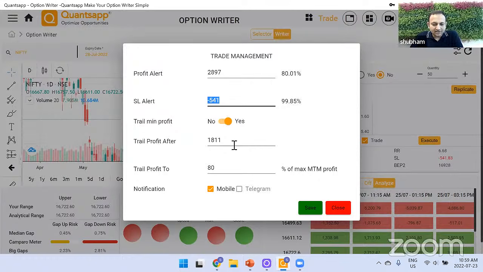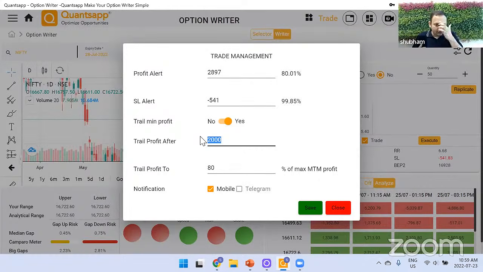And then this is the most interesting part which I use, which is trail the profit. So after 1800, let's say 1800. After I make a minimum of 1800 rupees profit, then don't let that profit go away, which basically means I'm saying to the system that after I make 1800 rupees profit, you start trailing my stop losses and trail it to 80% of the profit.